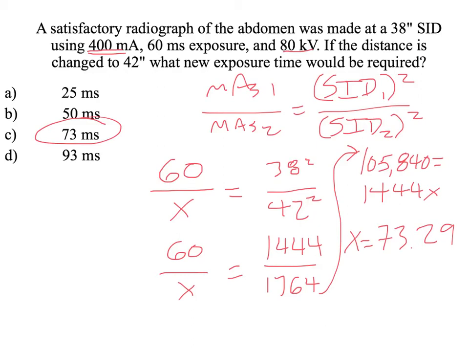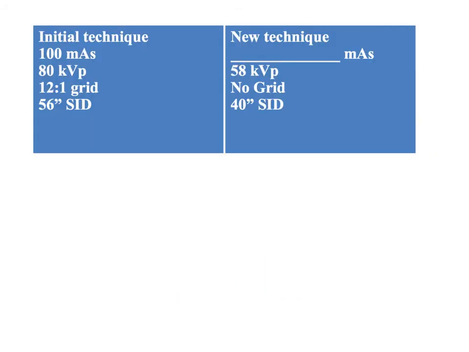So we're on the very last problem. Any other questions about that one? Okay, let's go to the very last one. All right. This is asking us to think about all this stuff now, right? And it's saying we have an initial technique and a new technique. So we've changed our kVp, we've removed the grid, and we've changed the SID. We've got to think about all of those factors now, right?